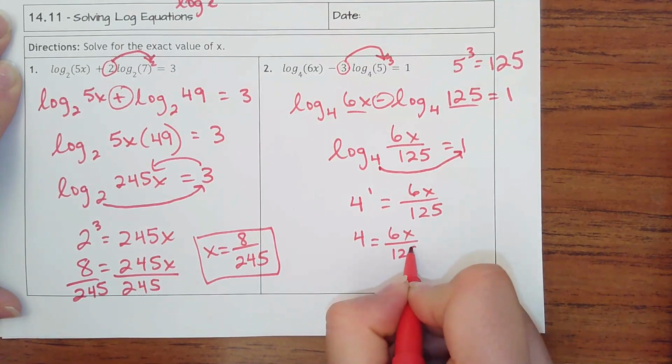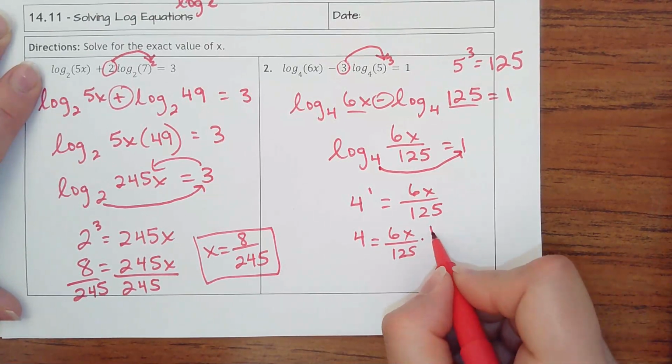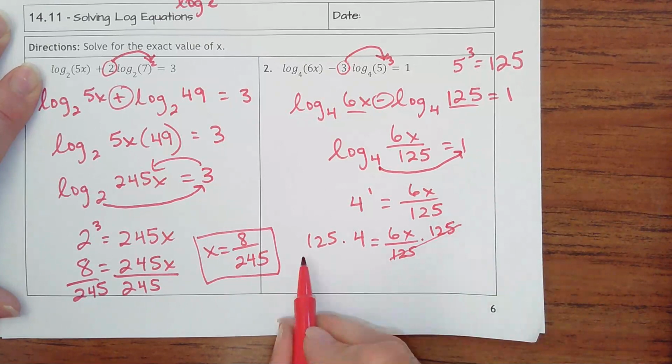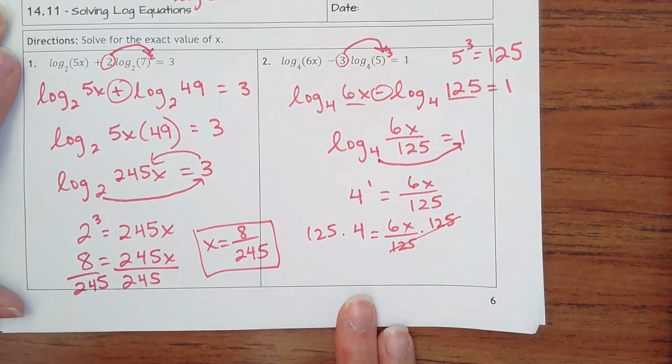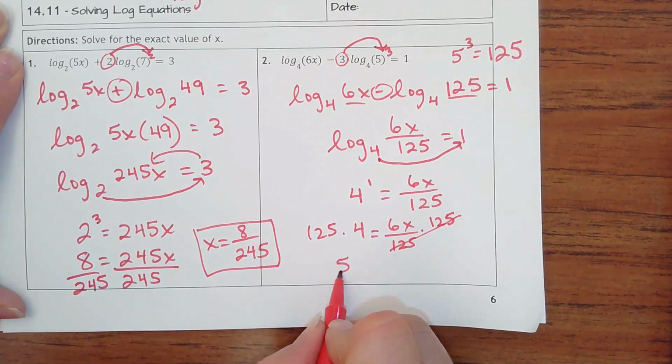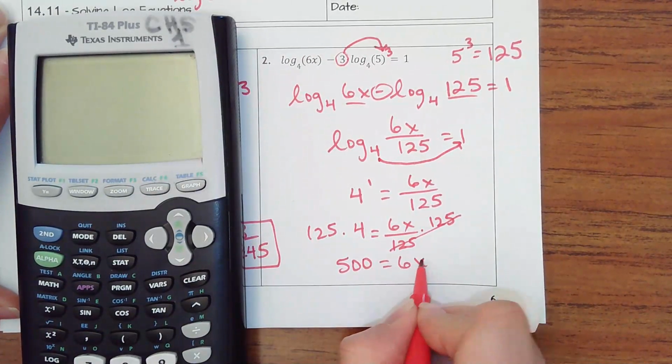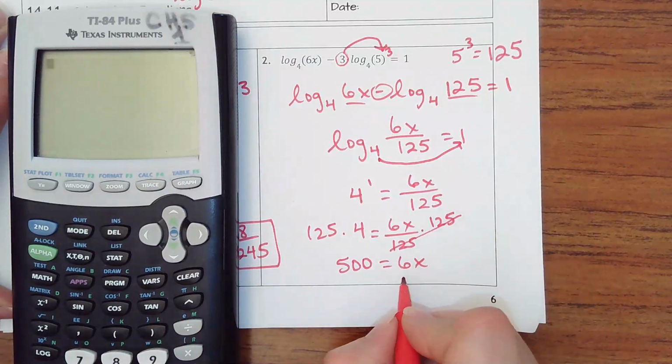And then what I've created is kind of a proportion, but to me I just look at it as I've got to get rid of the denominator. So I'm going to multiply by 125. 125 doubled would be 250, and 250 doubled should be 500. And then set that equal to 6x, and then just divide by 6.